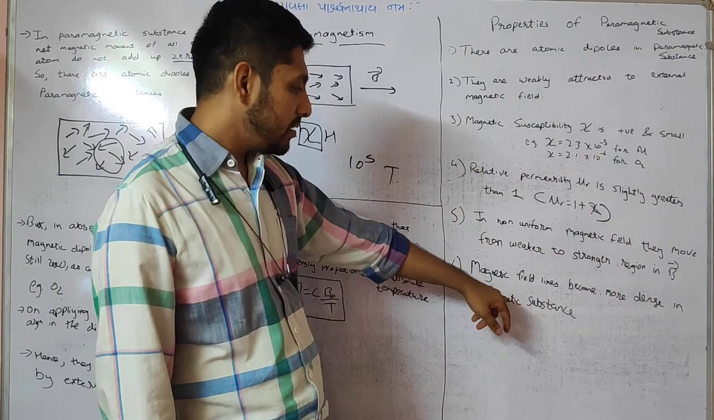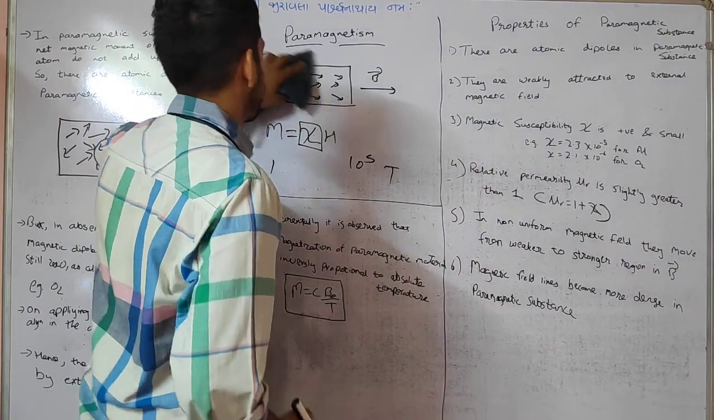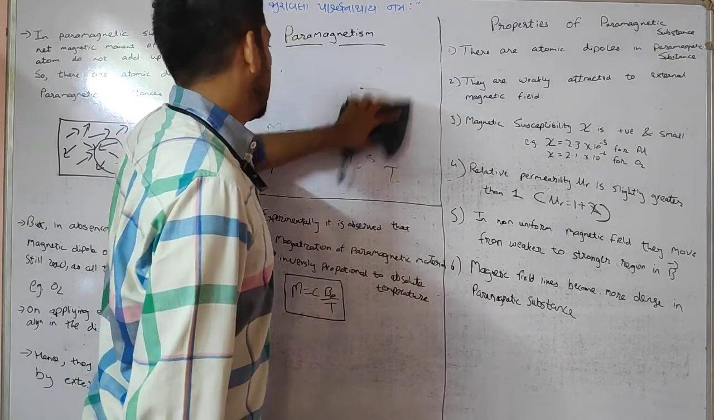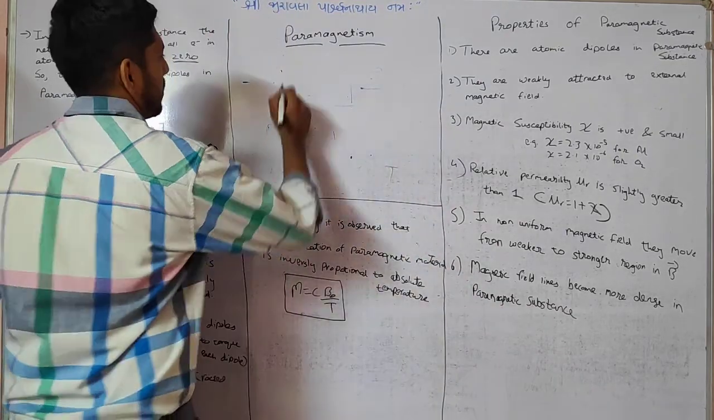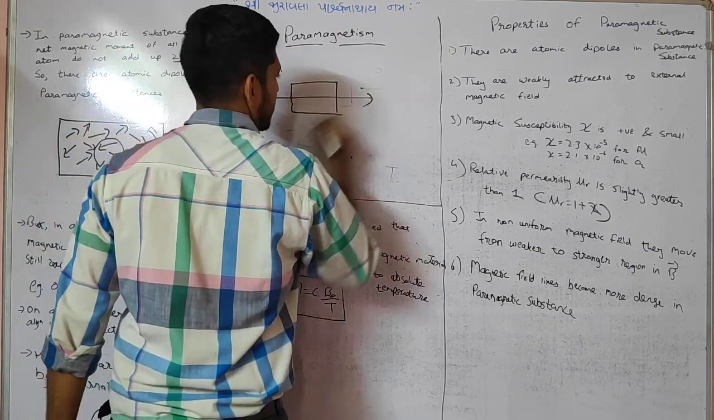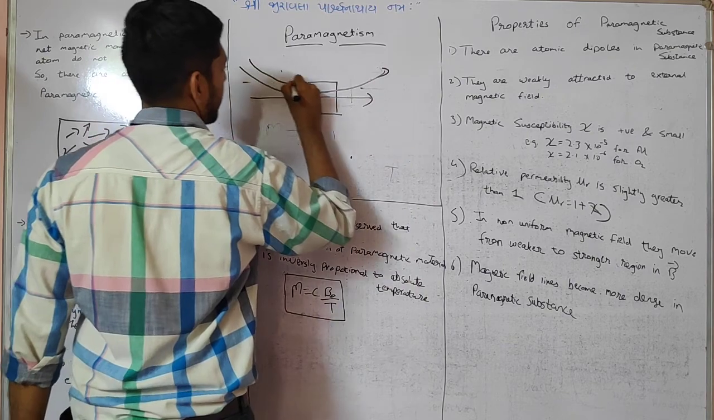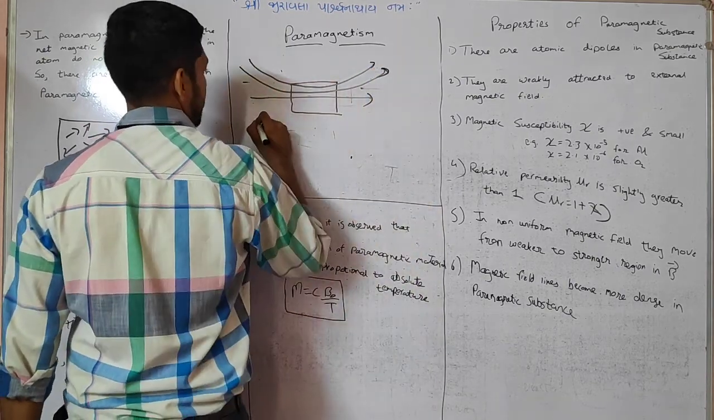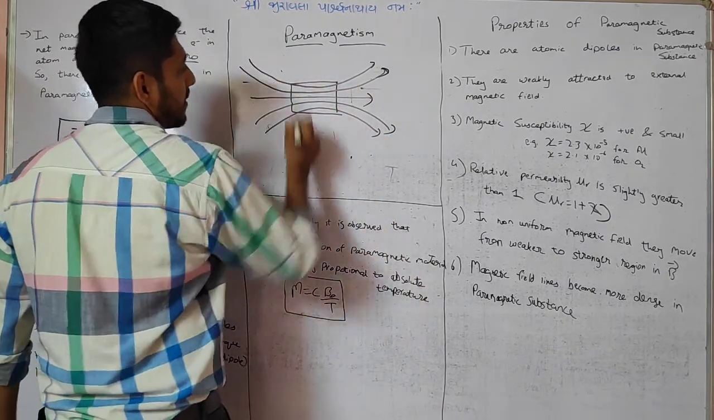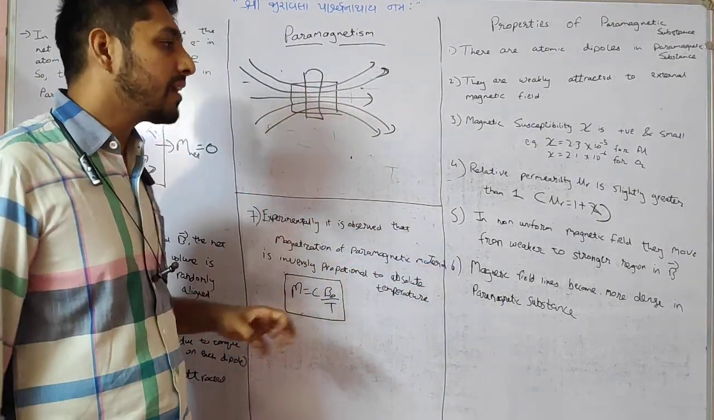Okay. And the next is magnetic field lines become more dense. I'll show you over here. Magnetic field lines become more dense inside the material. Suppose this is a material. This is the external magnetic field. So what will happen? It will try to attract the magnetic field that is going around it. So here you can see, here the density is less, whereas here the density has increased, which means that the field lines inside the material are very dense.